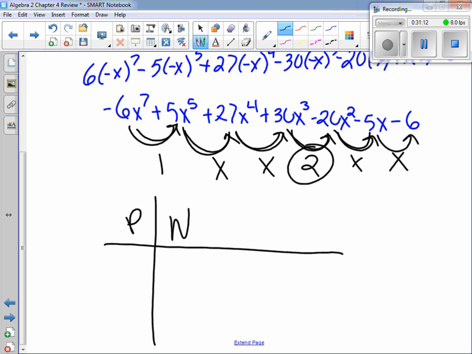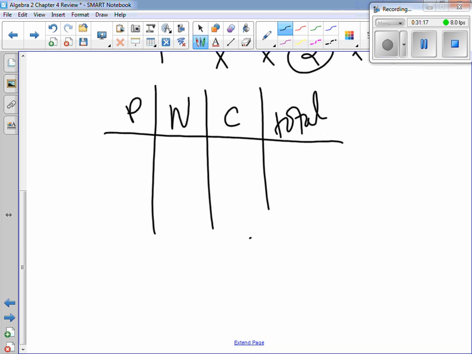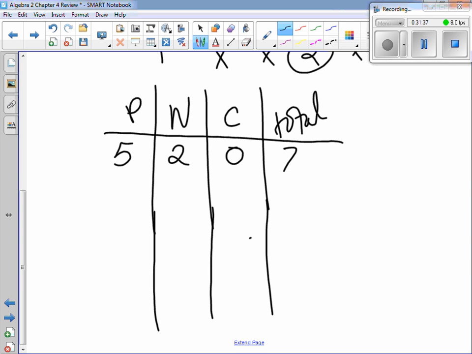Positive, negative, complex, total. Now, the degree for this was 7, so we should have 7 total answers. The maximum number of positive we had was 5. Negative was 2. So how many do I have total so far? 7. I need 7, so there's no complex. Now I stick with negative first. I subtract 2 from it. Negative 2 minus 2 is 0, so that works.